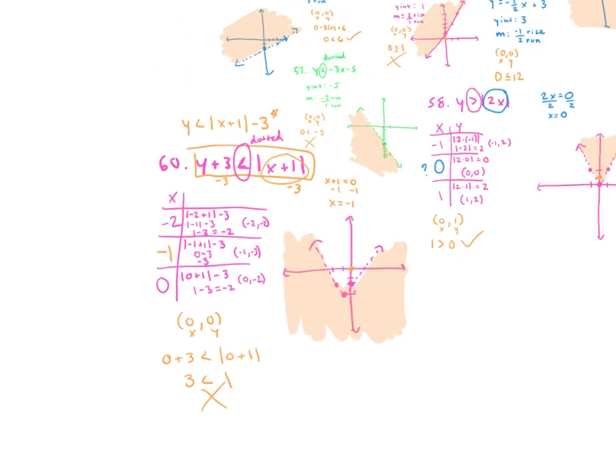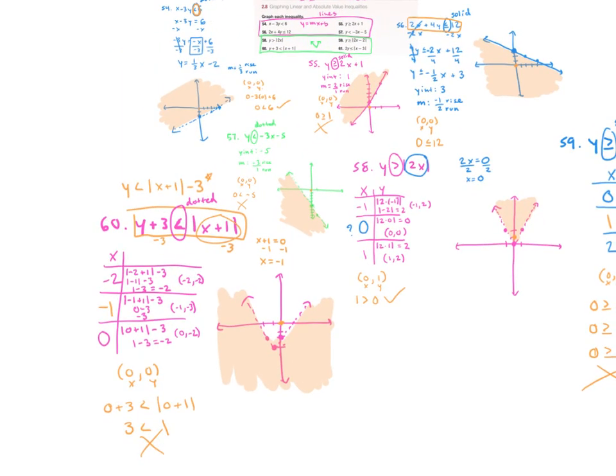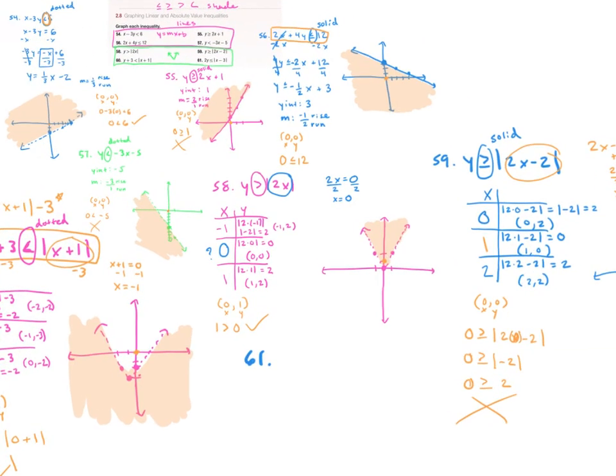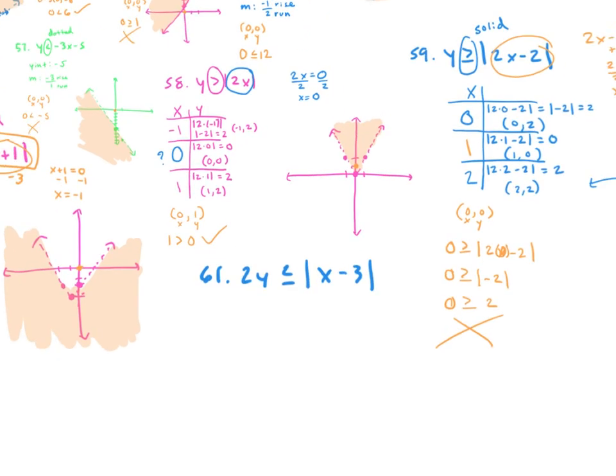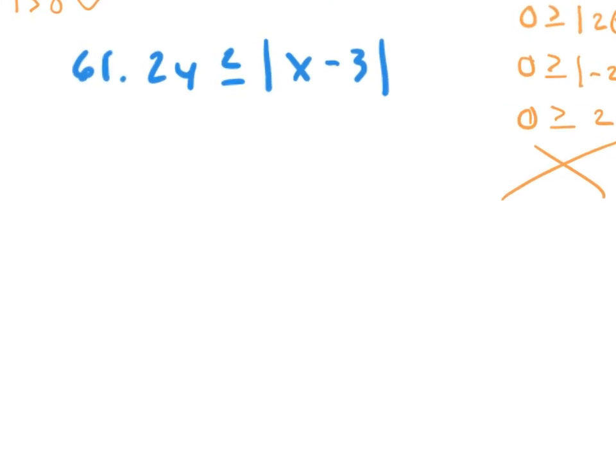Alright, we have one more left, I think. I hope. Yes, one more. So this is 61. So we have 2y is less than or equal to the absolute value of x minus 3. What do we do first here?